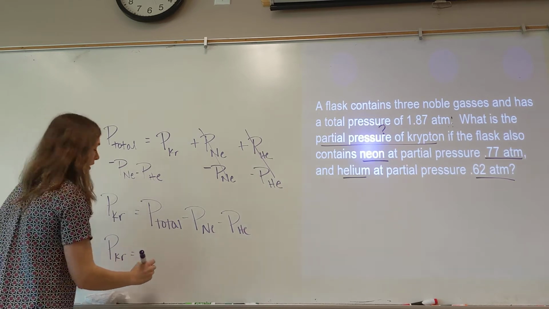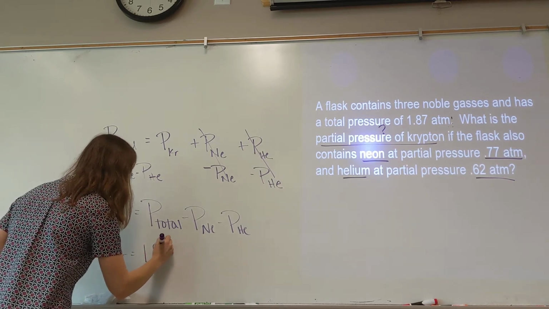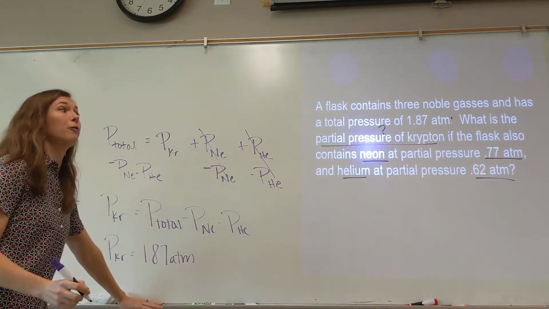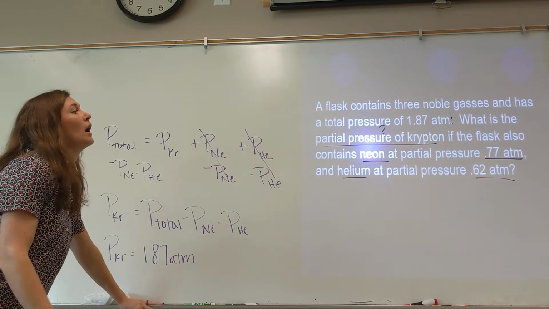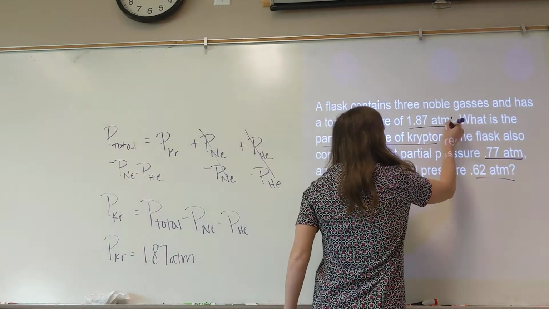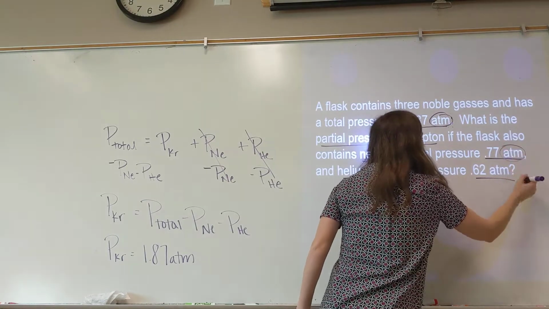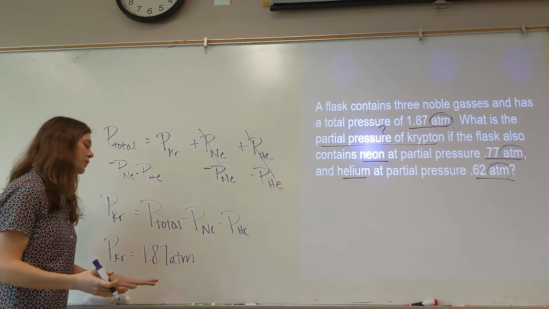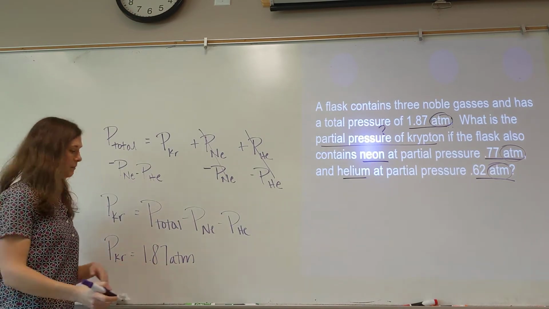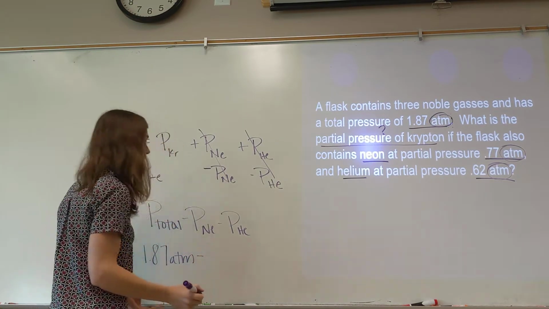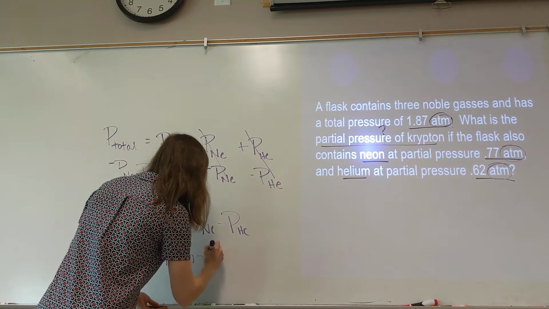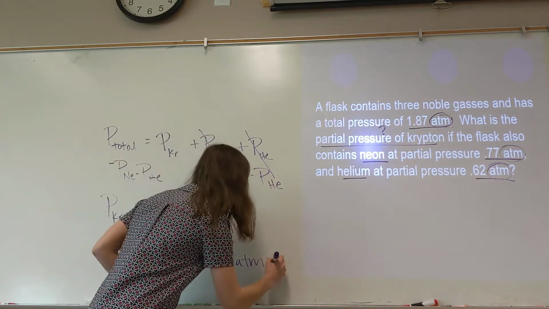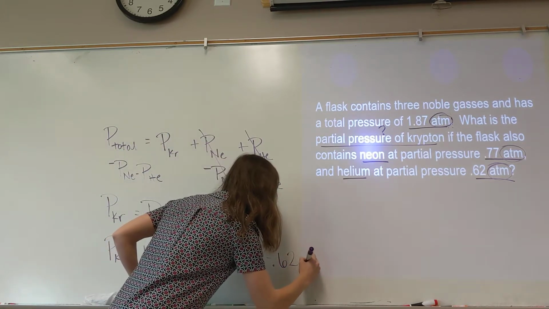So the P total is 1.87 atmospheres. And if you'll look, before I actually go to plug everything in, everything is in atmospheres. Just like we talked about on the last problem, everything is in atmospheres, so I don't need to make any conversions. So I have 1.87 atmospheres minus 0.77 atmospheres minus 0.62 atmospheres.